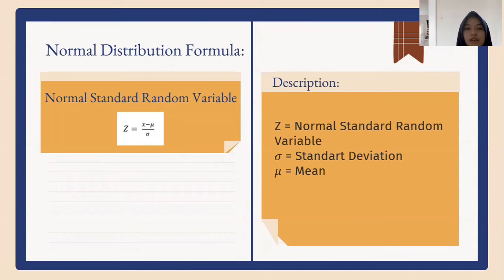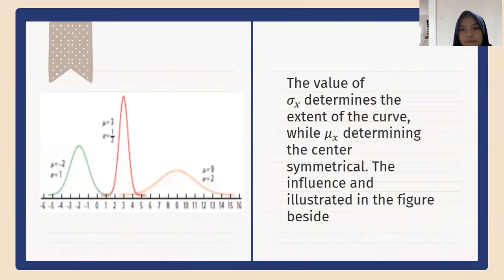And this is the formula of the standard normal random variable. So the formula is z equals x minus mu, divided by sigma. The description is z is the standard normal random variable, sigma is the standard deviation, and mu is the mean. The value of the standard deviation determines the spread of the curve, while mu determines the center of symmetry, the influence illustrated in the figure beside.